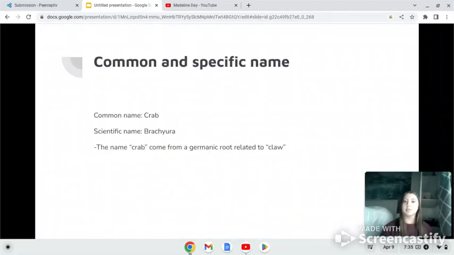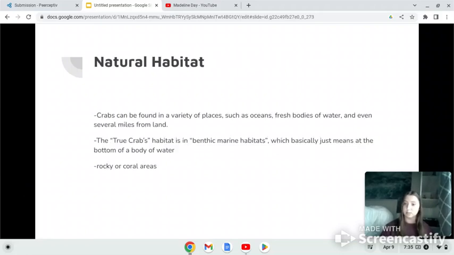So the common and specific name for crabs, obviously the common name is crab, just because that's what we call it, and then the scientific name is either Brachyria or Brachyra. I'm not positive on how to pronounce that. And then the name crab comes from a Germanic root related to the word claw. So that's where we get it.